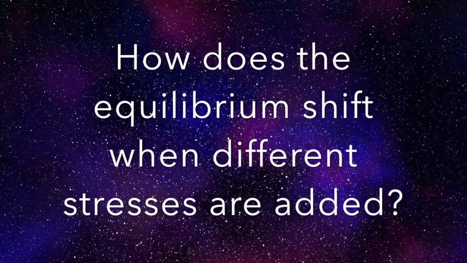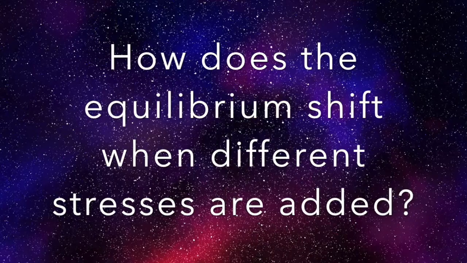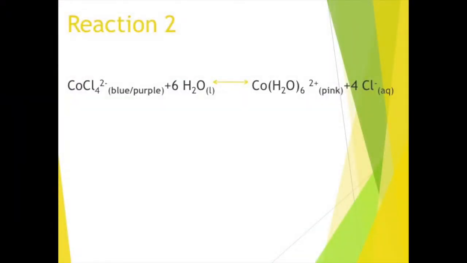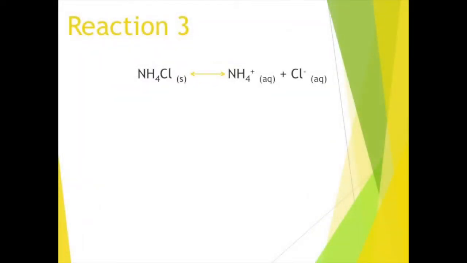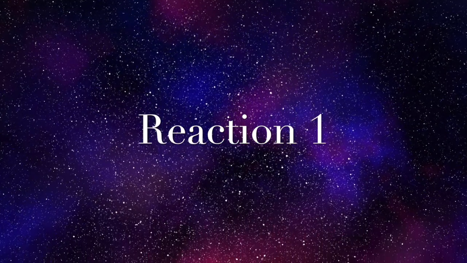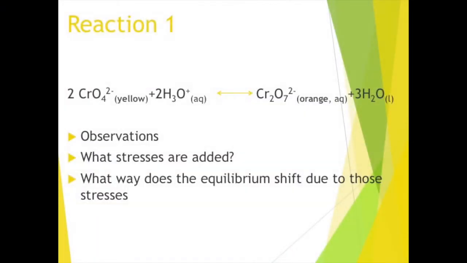What you're going to be looking at is how does the equilibrium shift? How does it change when we add different stresses to that reaction? Reaction two is going to be looking at a cobalt chloride ion in solution. And then the third reaction is going to deal with ammonium chloride. So the first reaction we're going to look at is between sulfuric acid and potassium chromate. So you're going to need to make observations on what you see before we add a stress, determine what that stress is, what happens, which way does the equilibrium shift.